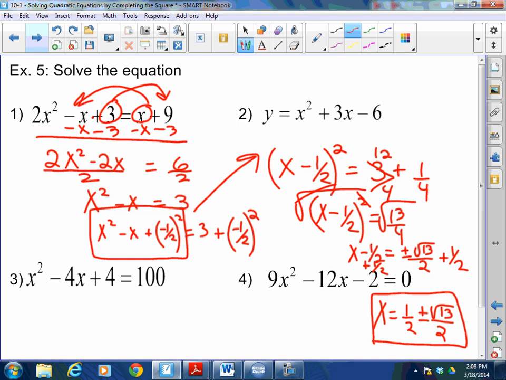Because I'm going to have to erase it and do the next one. So talk to me, my brothers. Yeah, because I found the square root of 13 over 4, but the square root of 13 doesn't break down, but the square root of 4 does in the denominator, so it's square root of 13 over 2. Yes, sir.